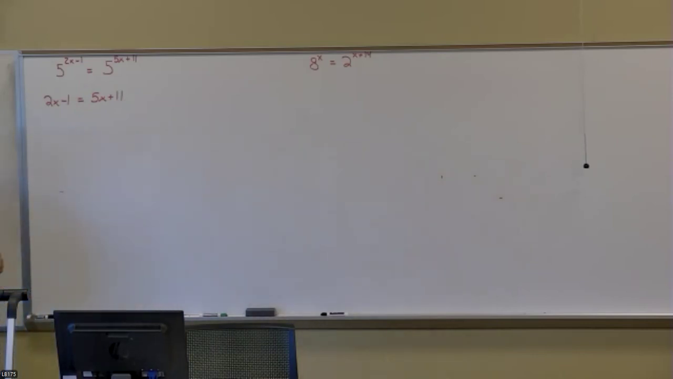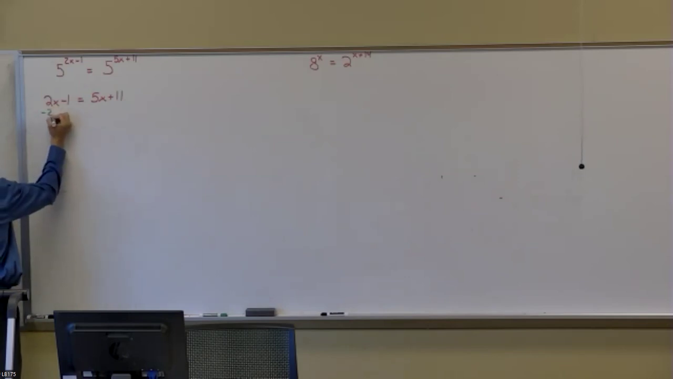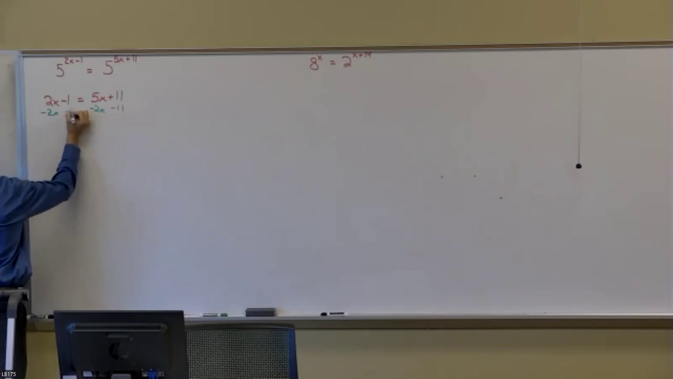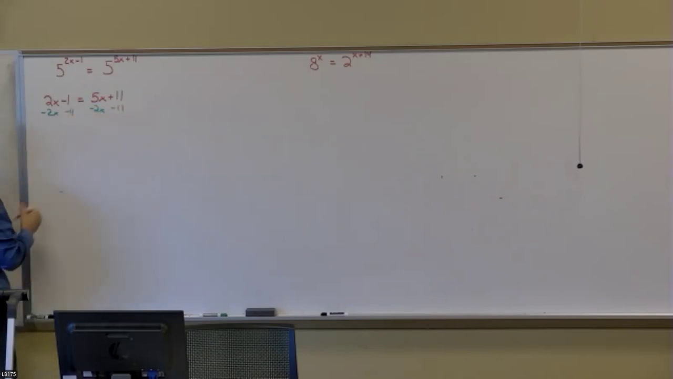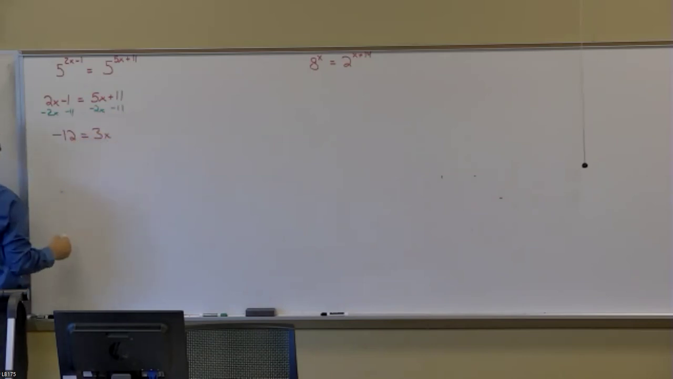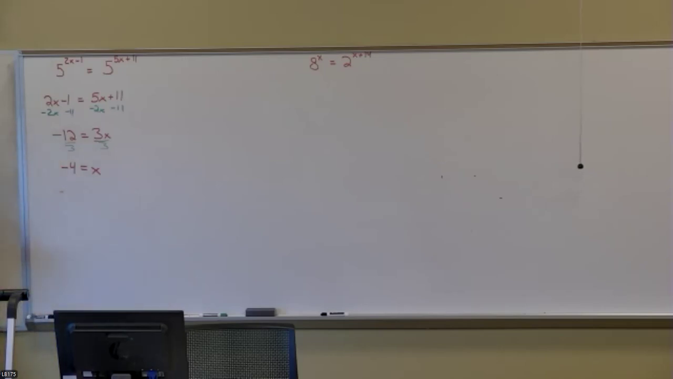Okay. So we would just subtract 2x from both sides. Subtract 11 from both sides. And that would give me negative 12 is equal to 3x. Dividing both sides by 3 gives me an x value of negative 4. So this means that in order for this exponential equation to be true, x has to be negative 4.